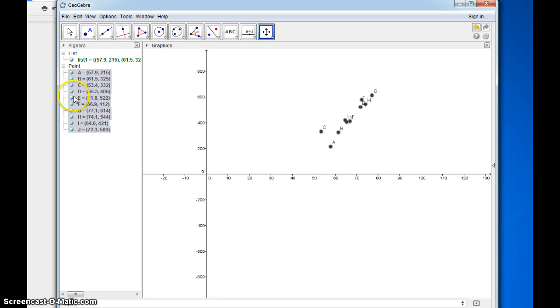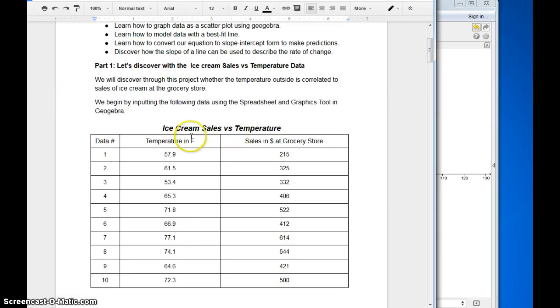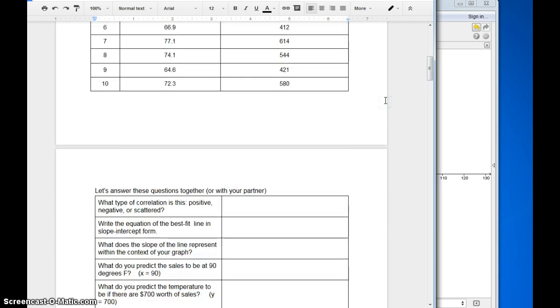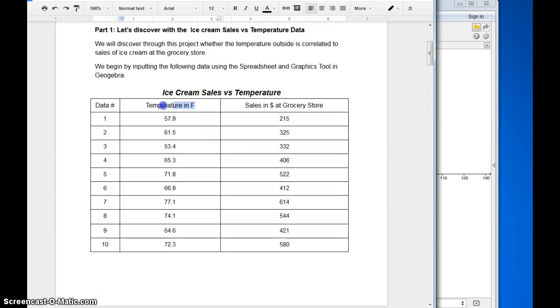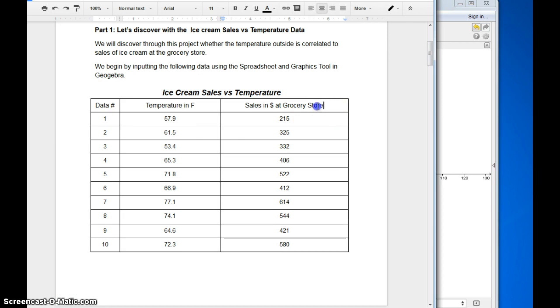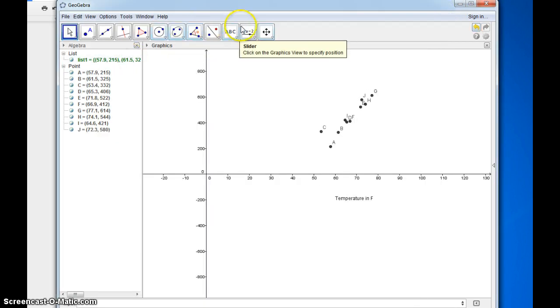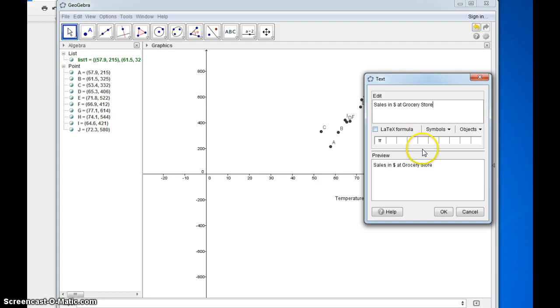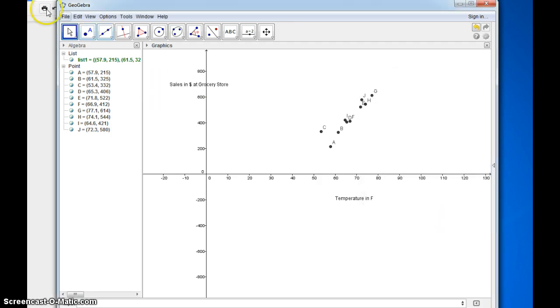The very first thing I'm going to do before I get to the questions in our worksheet is label our graph. I'm going to go to my text box, and my x is temperature in Fahrenheit, because we always need to label our graph so we know what this is about. And y is sales in dollars at grocery store. So I'm going to put that right here. Control C, Control V. You can type these in if you want to. I'm going to move this so I can see it better.